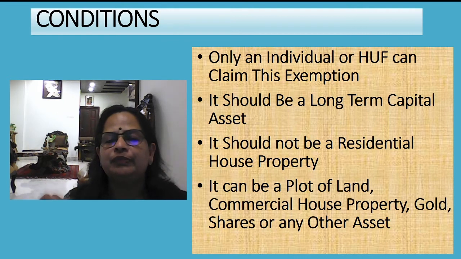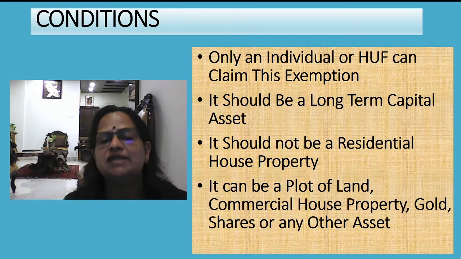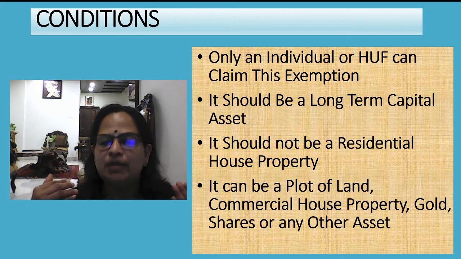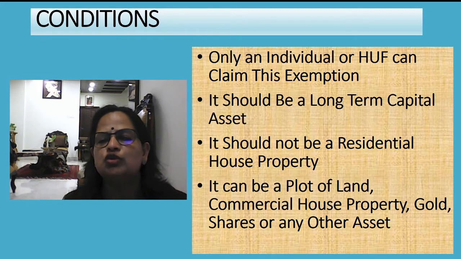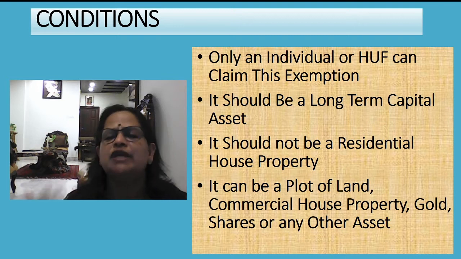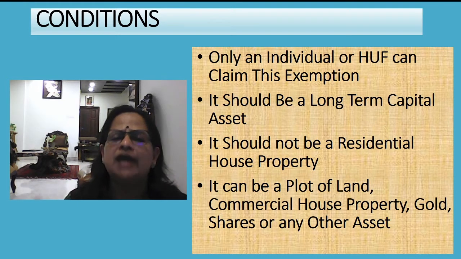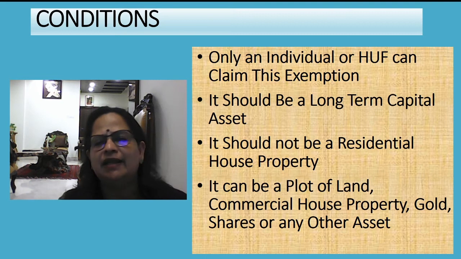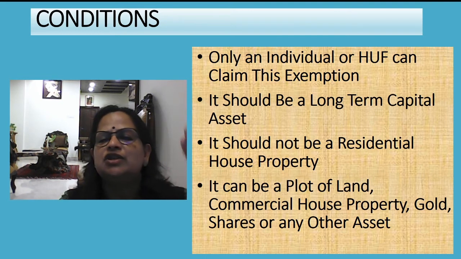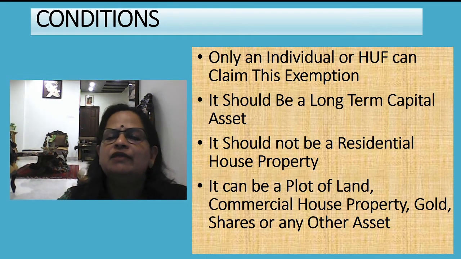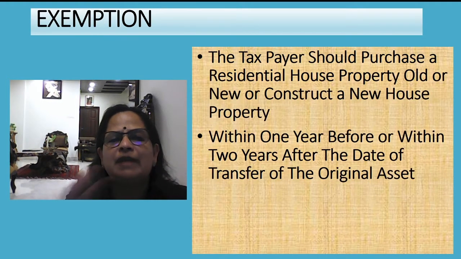Now, what all other than residential house property can come under section 54F? It can be a plot of land, commercial house property, gold, shares or any other asset. I told you all these can be examples: commercial house property, plant and machinery, vehicle, jewelry, gold, antiques, paintings, anything like that. Other than residential house property, it can be anything held by the assessee for a long term. It's a long-term capital asset.